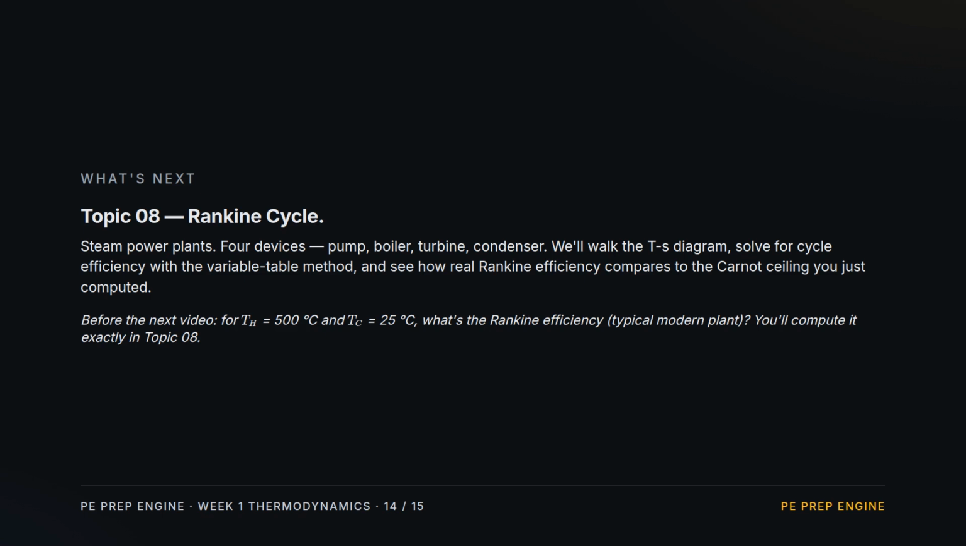Next up, Topic 8, the Rankine cycle, the first real cycle of the course. Steam power plants, 4 devices, variable table solve. You'll see how much Rankine gives up versus the Carnot ceiling you just computed. Before then, ask yourself, with Carnot at 61%, what fraction can a real Rankine plant capture? You'll compute it exactly in Topic 8.